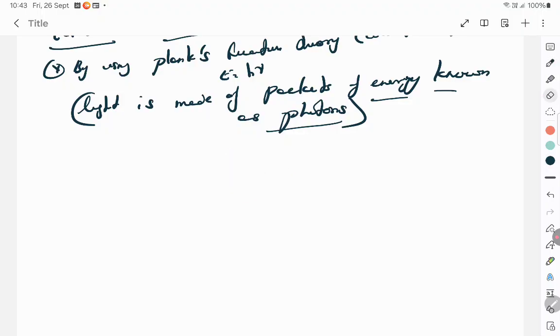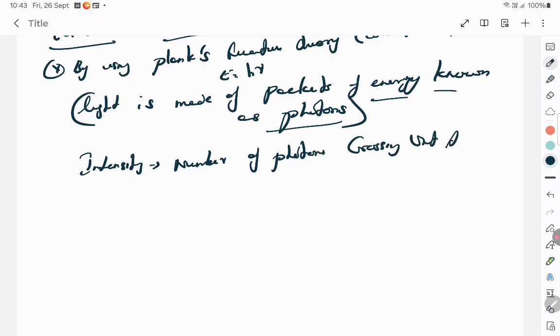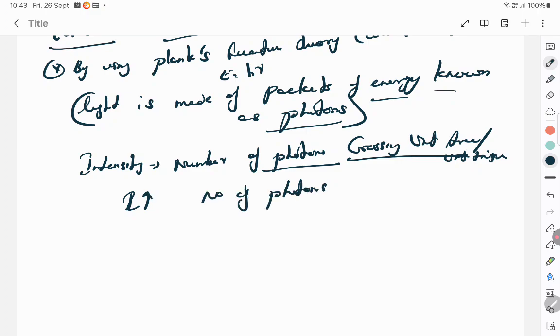Actually speaking, he defines intensity to be the number of photons crossing unit area per unit time. The number of photons crossing unit area is the main point. So as intensity increases, the number of photons increases. As the number of photons increases, the photon-electron interaction in the metal increases, which results in a large release of electrons, which constitute the photoelectric current.